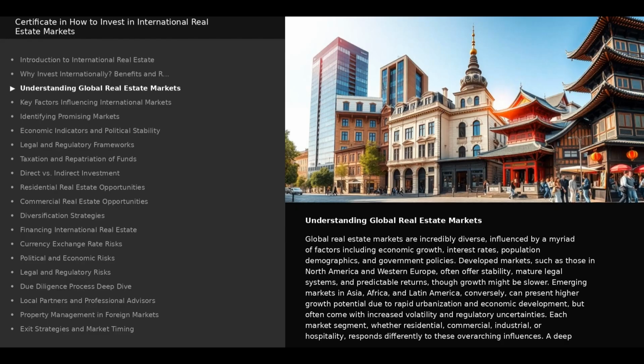Emerging markets in Asia, Africa, and Latin America, conversely, can present higher growth potential due to rapid urbanization and economic development, but often come with increased volatility and regulatory uncertainties. Each market segment, whether residential, commercial, industrial, or hospitality, responds differently to these overarching influences. A deep understanding of these regional and sectoral dynamics is essential for strategic investment. Analyzing these differences helps investors align their goals with suitable market conditions. This nuanced approach is key to success.